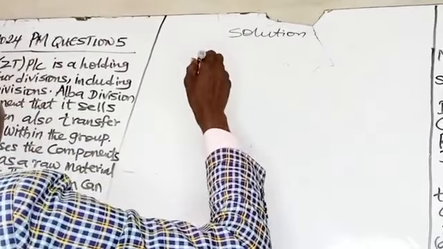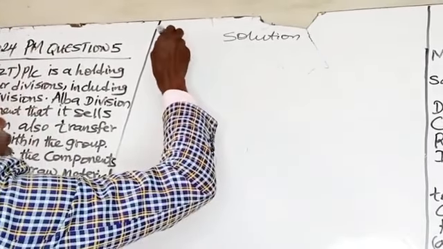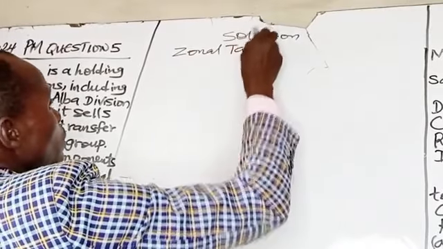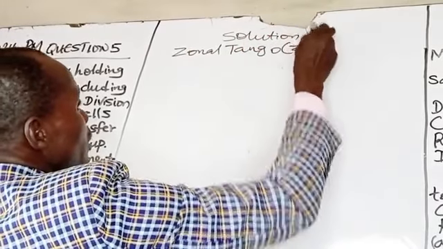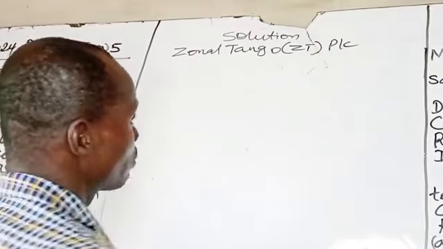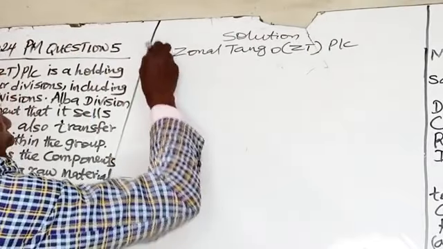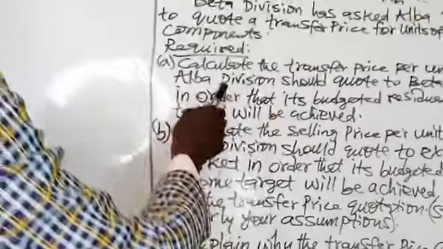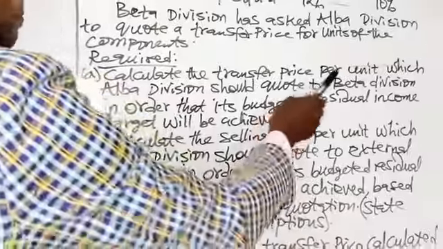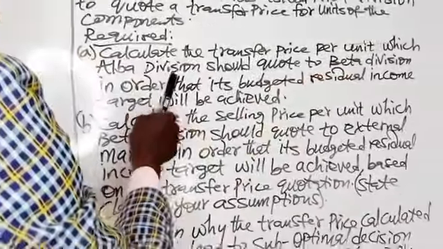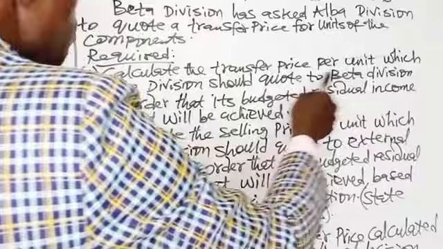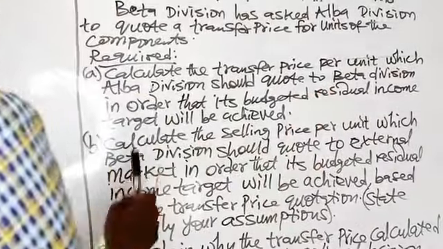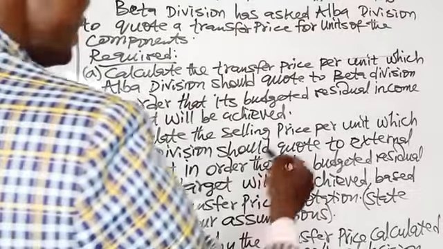The name of the entity is Zona Tango ZT PLC. If you look at requirement A, back to the question, you have to calculate the transfer price per unit which Abba division should quote to Beta division in order that its budgeted residual income target will be achieved.